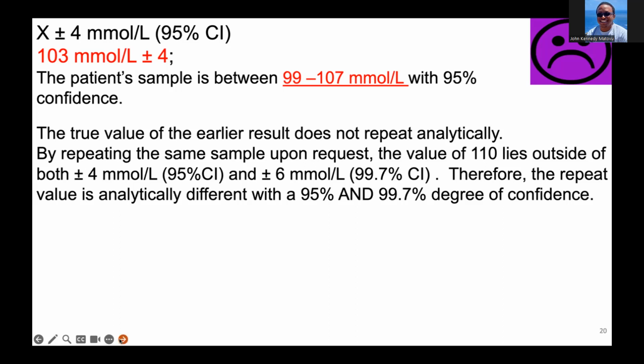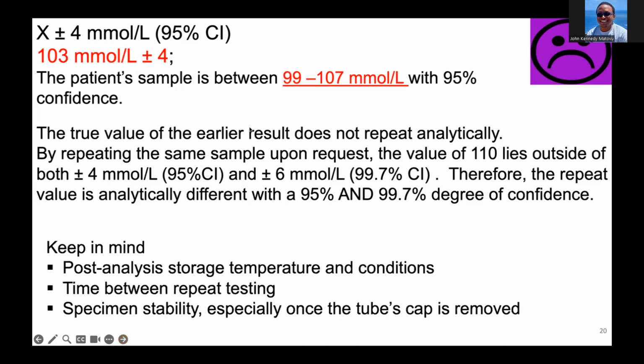Again, if you had any issues with that result, put a comment in the chat box. I don't see any so far. Please keep in mind that post-analysis storage temperatures and conditions, time between repeat testing, and specimen stability, especially once the tube cup is removed, can all affect your repeat. So we have to take that into consideration. That is another element of uncertainty here, where all of these factors could in the interim have had an impact on your sample.